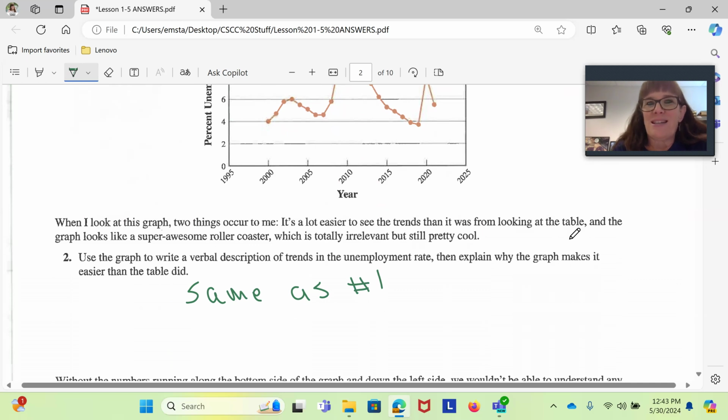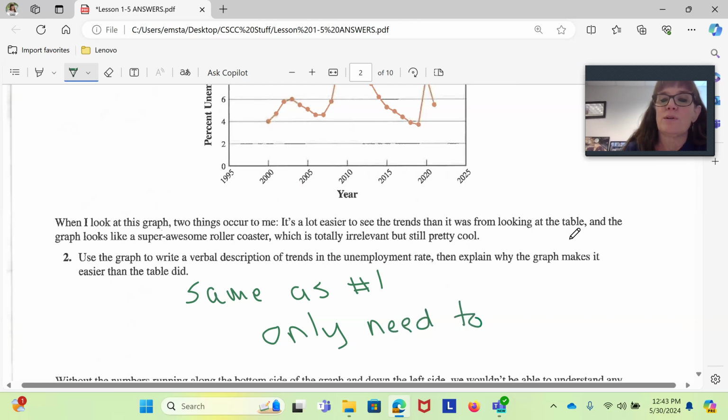But why does the graph make it easier? Well, the graph makes it easier because all you have to do is look at the height. Only need to look at the height. So that's helpful.